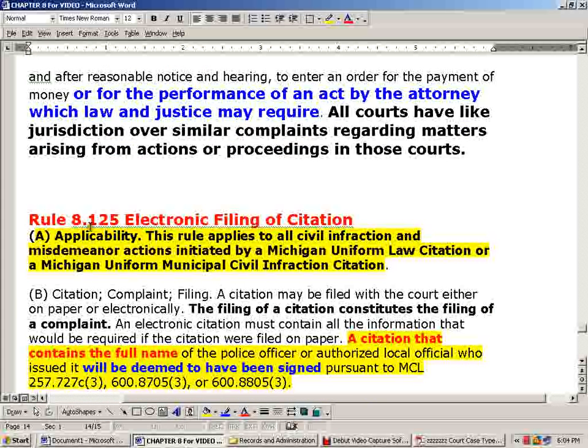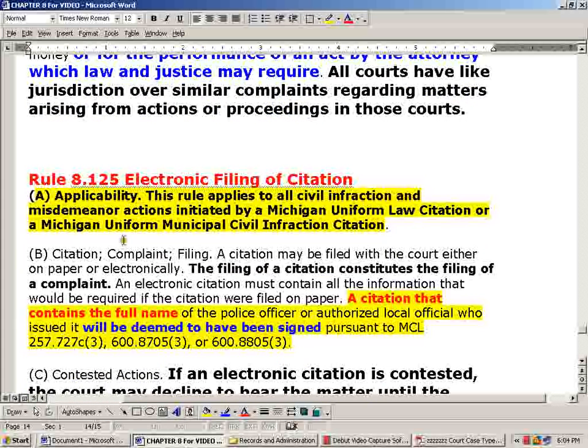Electronic filing of a citation. Again, applicability. This rule applies to all civil infractions and misdemeanor actions initiated by the Michigan Uniform Law Citation or the Michigan Uniform Municipal Civil Infraction Citation. And again, these are the forms that they use for a traffic ticket. Citation, complaint, filing. A citation may be filed with the court either on paper or electronically. The filing of a citation constitutes the filing of a complaint.